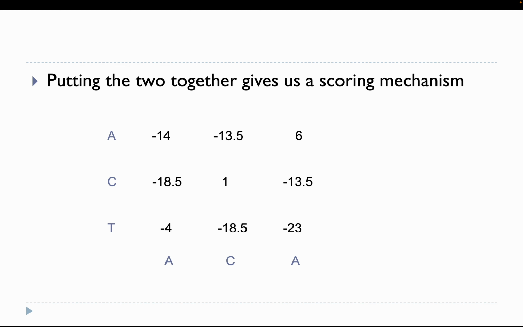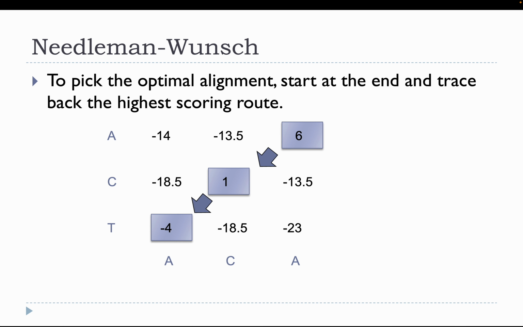Now that's me with a lot of waving of the hands trying to give you a glimpse of how these algorithms kind of work. You basically do all that and then you pick the route from the end back to the beginning that gives you the highest score, and that's called the Needleman-Wunsch algorithm.